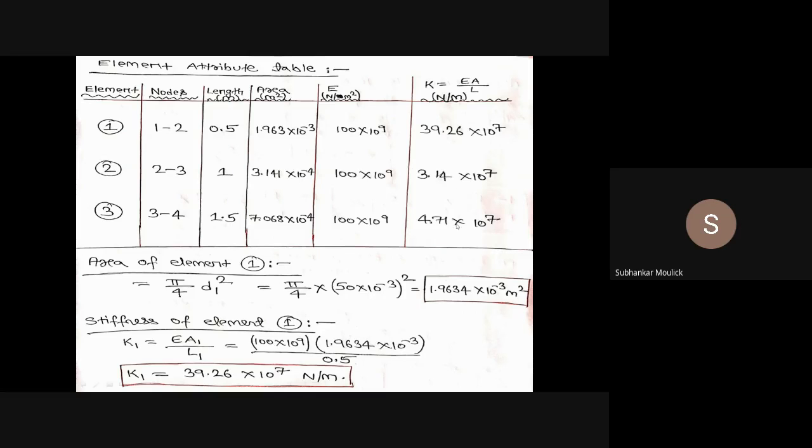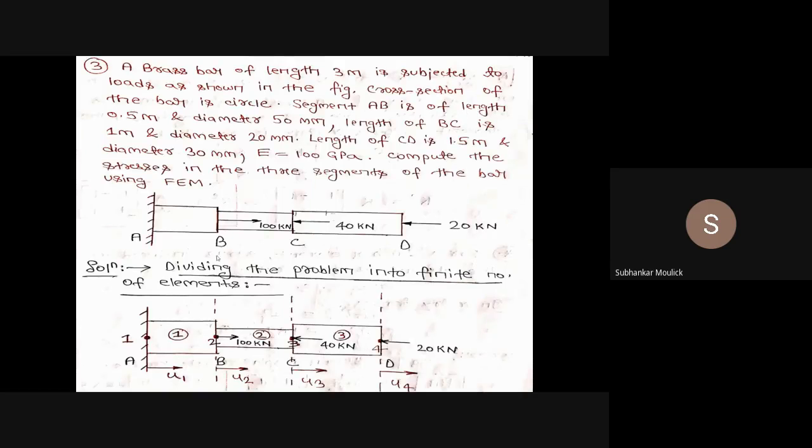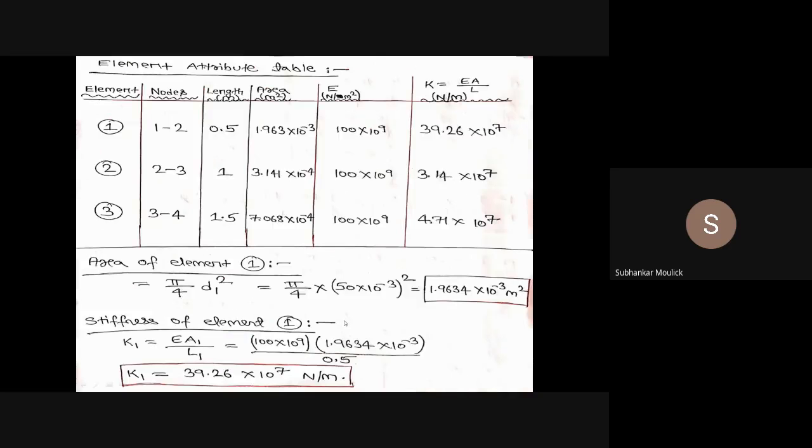And what is the last column? The last column is nothing but the stiffness of the element, because in FEM we normally assume each and every element to be a spring, so it will have some stiffness value. Since in this problem three elements are present, there will be three stiffnesses: for the first element k1, for the second element k2, and for the third element k3. Is it clear to all of you?